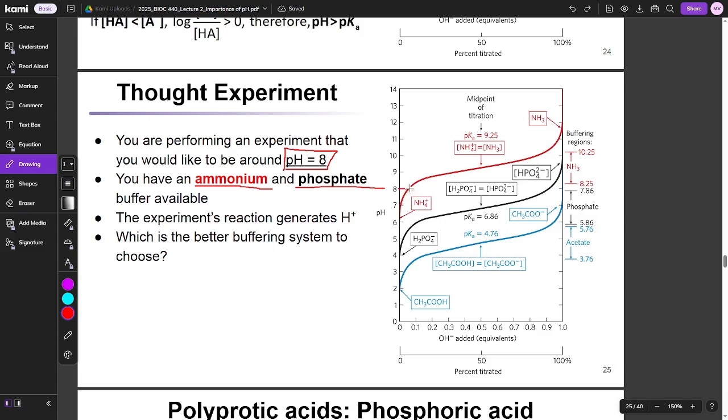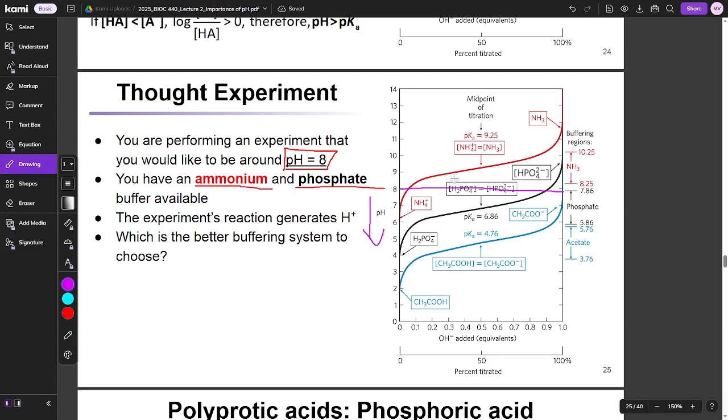pH 8 is here. So let me use a different color, actually. Let's use purple here. The pH 8 is here, right? Okay, that's horrible. Not straight, but you get the idea. So pH 8 is here, and we're also producing H+, which means that we're going to drop down in pH as this reaction, whatever this reaction is, occurs, right? Because the reaction is producing H+, which means that pH will decrease. So what that means is we want a buffer that is able to resist that change in adding more H+.